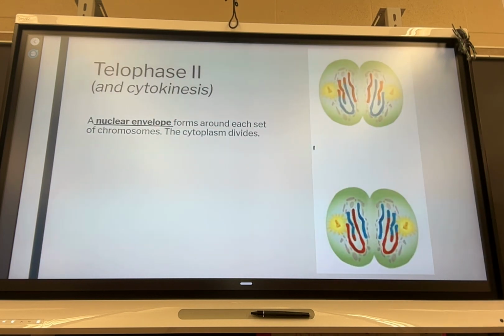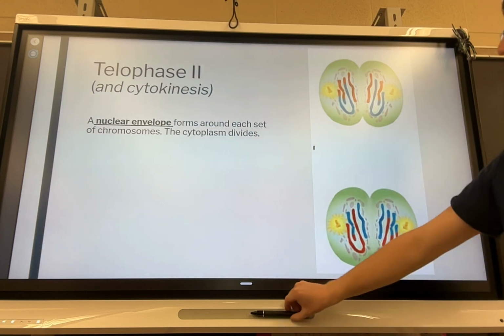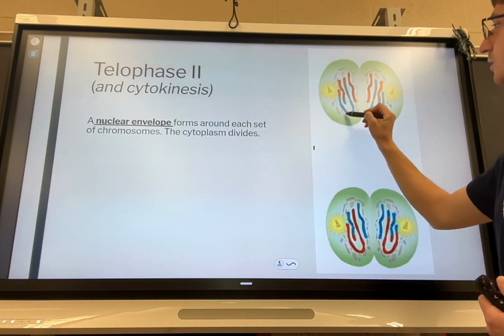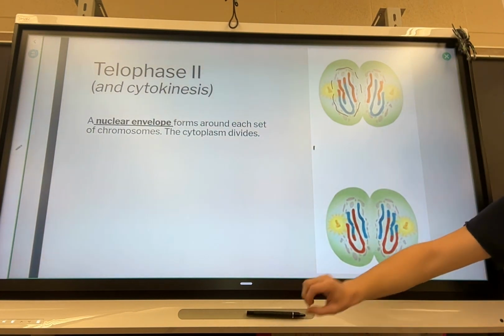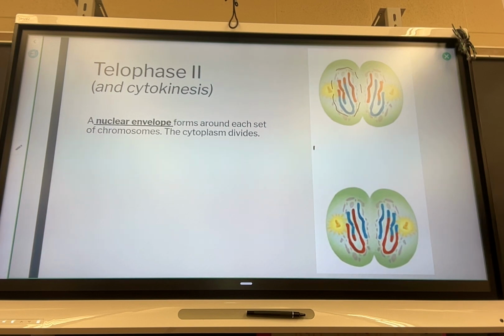And last but not least, we have our telophase 2 and our cytokinesis. Yay. We form 2 new nuclei, each one with one set of chromosomes. So we end up here with 4 haploid cells. So they all have half. One half is in this cell, one half is in this cell.